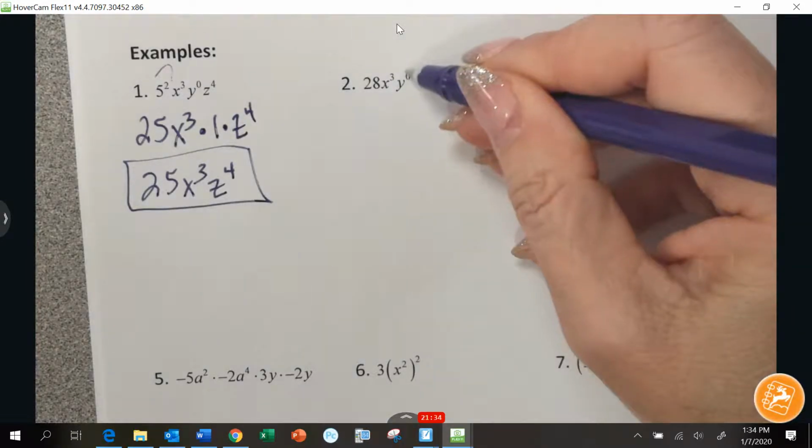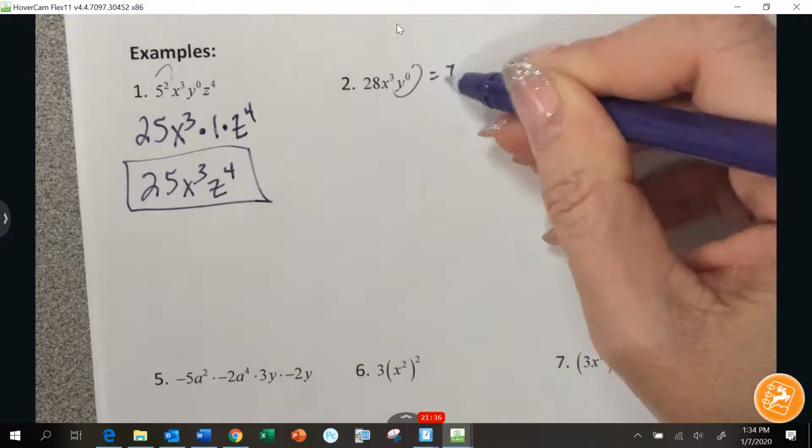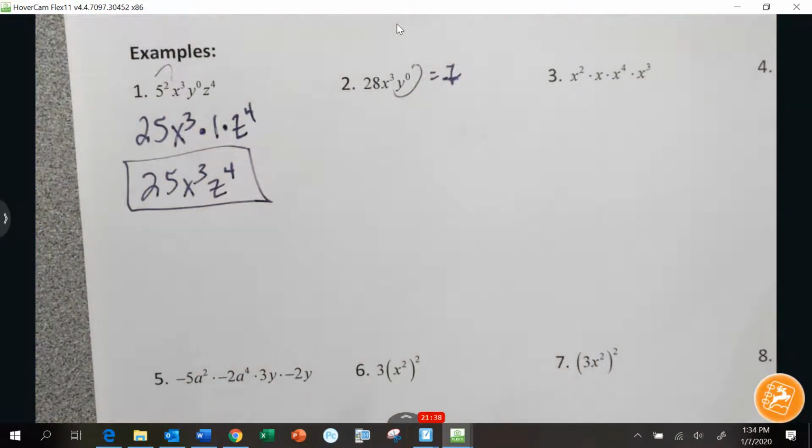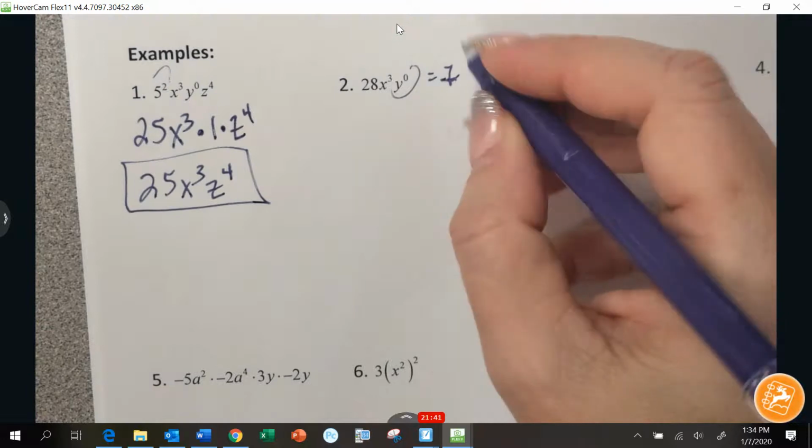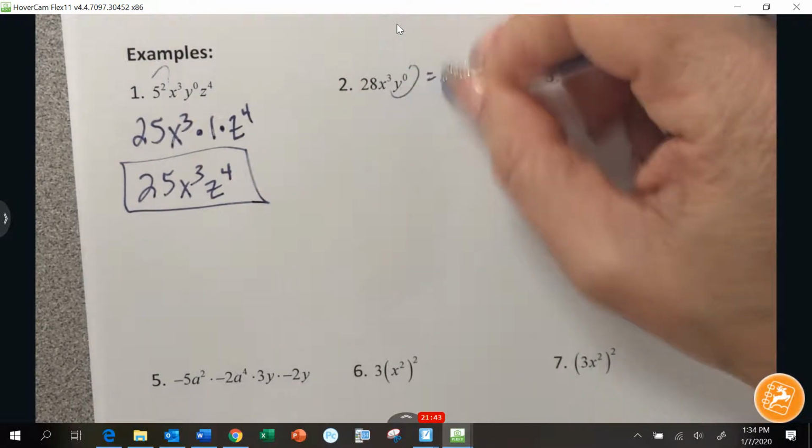What's Y to the 0? 1. So if I multiply 1 by 28 and by X to the 3rd, 28 X to the 3rd, right?